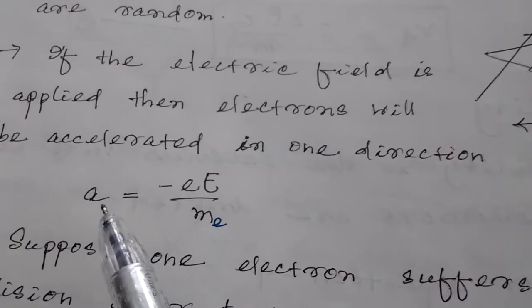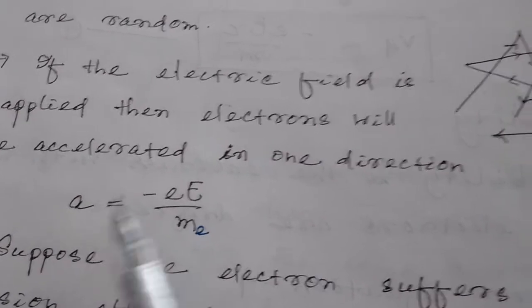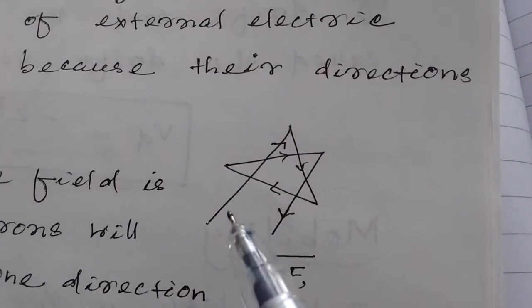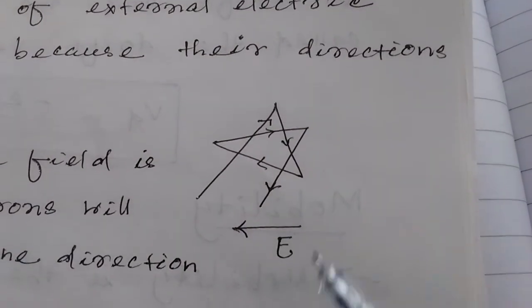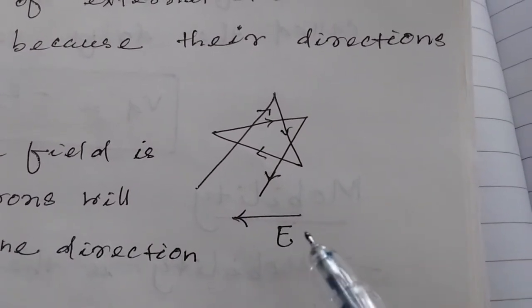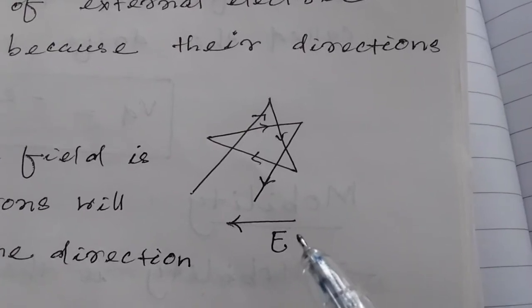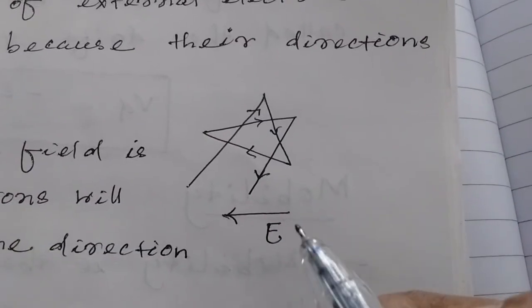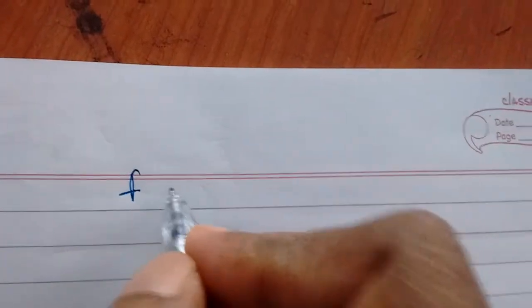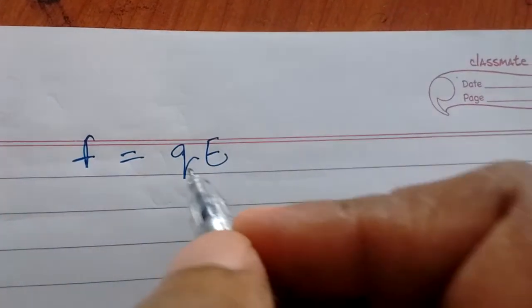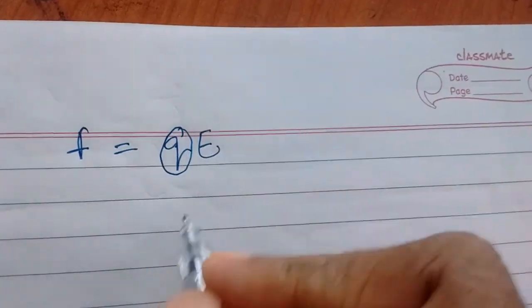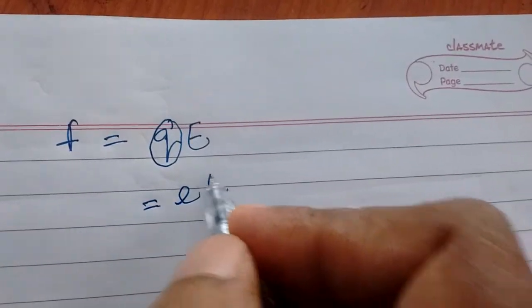Here you look. A is acceleration. What is acceleration? Initially the electrons are moving. Suppose one electron is moving like this in random fashion. As soon as the electric field E is applied, we are applying an external force on that electron. Electric field acts as a force. So what is the amount of that force? That force is F equals QE. We already know this. Here Q is nothing but the electronic charge, that's why you can write it as eE.